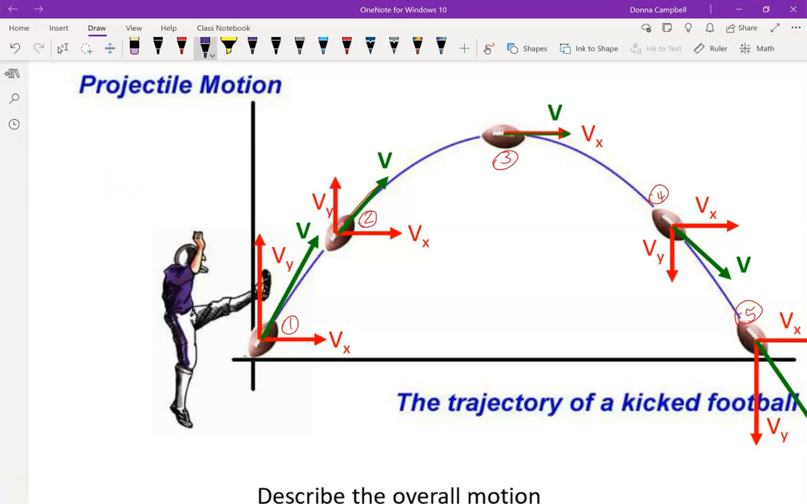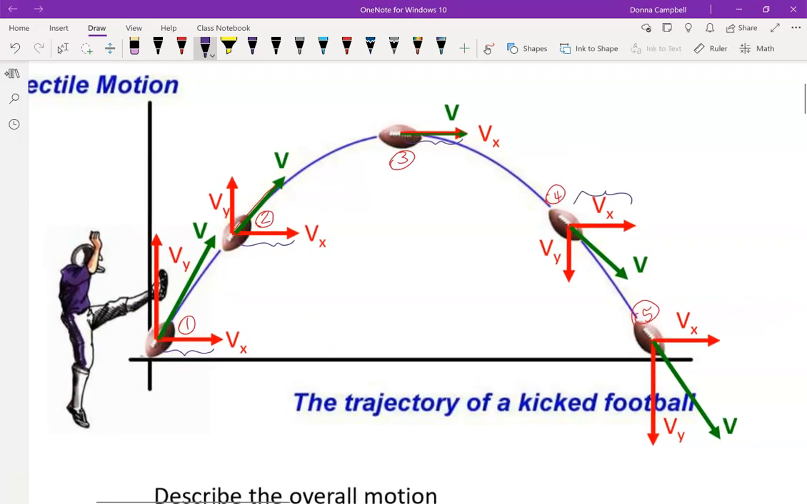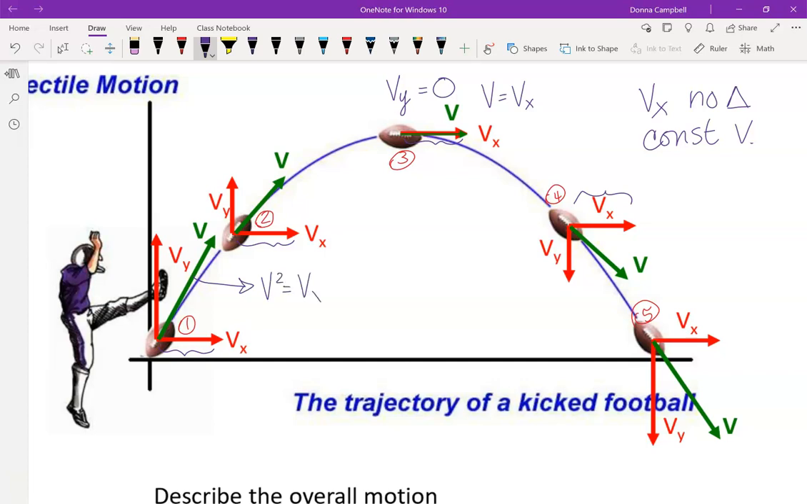Now, what's important is the x length is the exact same all the way through. The x velocity does not change. So what we've got is a constant velocity situation with the x. At the very top, the velocity in the y direction is 0. Therefore, the velocity equals the velocity in the x. As we come down here, if I wanted to know what this value would be, it's Pythagorean theorem.